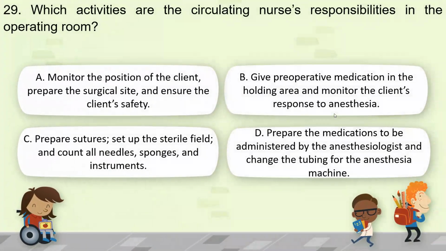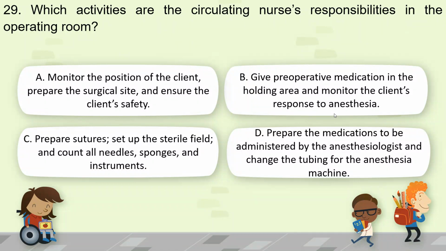29. Which activities are the circulating nurse's responsibility in the operating room? Letter A, monitor the position of the client, prepare the surgical site, and ensure the client's safety. Letter B, give preoperative medication in the holding area and monitor the client's response to anesthesia. Letter C, prepare suture, set up the sterile field, and count all needles, sponges, and instruments. Letter D, prepare the medication to be administered by the anesthesiologist and change the tubing for the anesthesia machine.